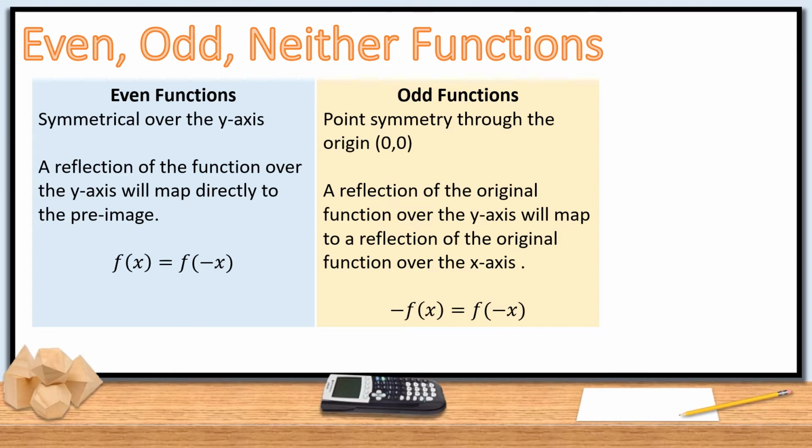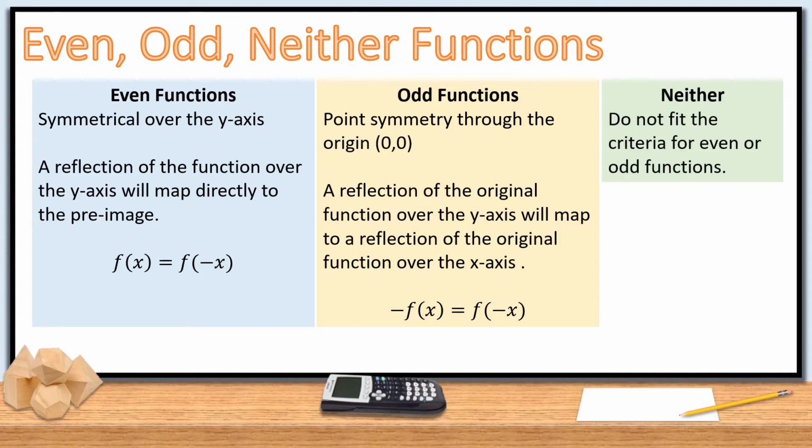In terms of function notation, the reflection over the x-axis is minus f of x. Reflection over the y-axis is f of negative x. So if the two of those are equal to one another, so if their two images are the same, then it is an odd function. And then neither, pretty self-descriptive. It does not fit the criteria for either even or odd.